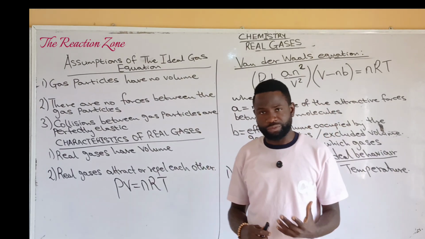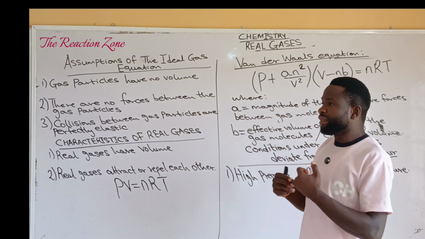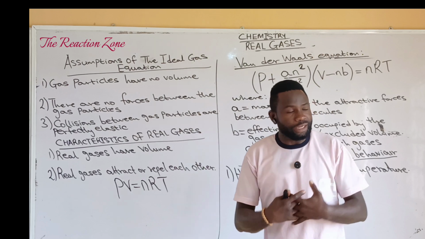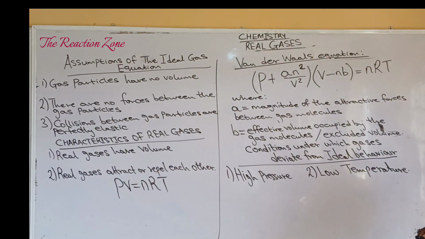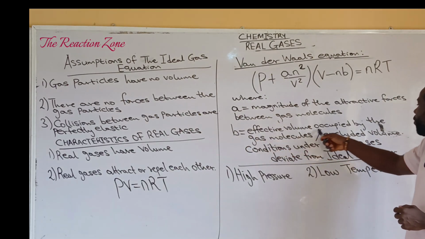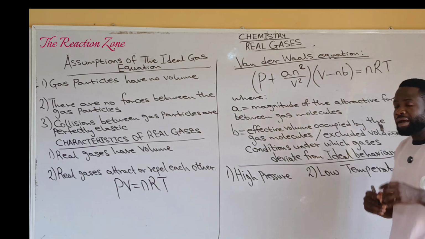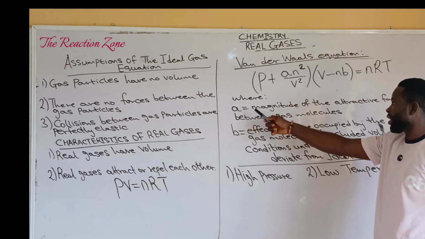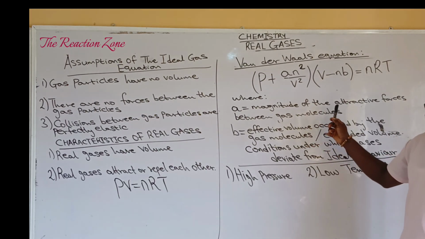The Van der Waals equation takes into consideration two things. It takes into consideration, 1, the molecular size of the particles of real gases, and 2, the attractive forces, that is, the intermolecular force of attraction between the particles of a real gas. The molecular size of the particles of a real gas is expressed by the constant b, and b stands for the effective volume occupied by the gas molecules, also referred to as the excluded volume. The attractive forces between the particles of a real gas are expressed by the constant a, where a represents the magnitude of the attractive forces between gas molecules.